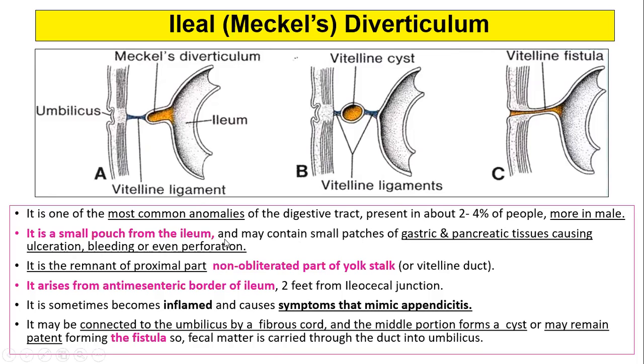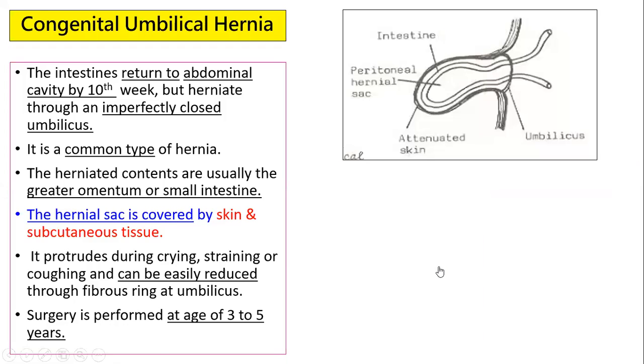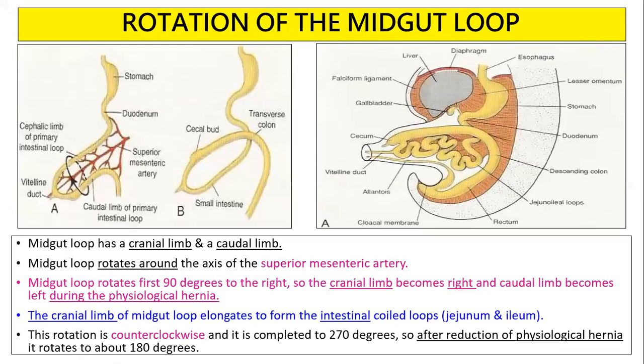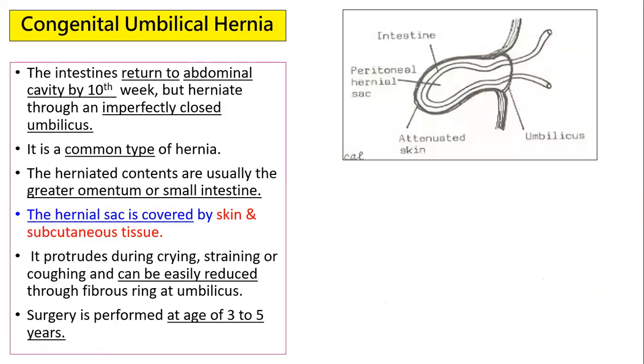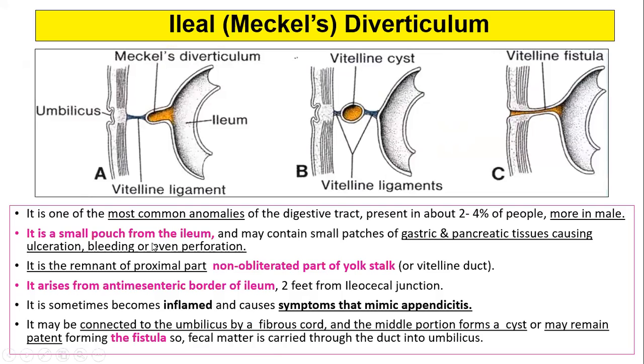It is a remnant of the proximal part of the non-obliterated part of the yolk stalk or the vitelline duct. As we have seen, the vitelline duct is the duct connecting the intestine to the yolk sac. This vitelline duct normally becomes very small and disappears, and remains as the vitelline ligament. But sometimes it can remain as a pouch, and this is called the Meckel's diverticulum, present in almost 2 to 4% of people, and more in males.